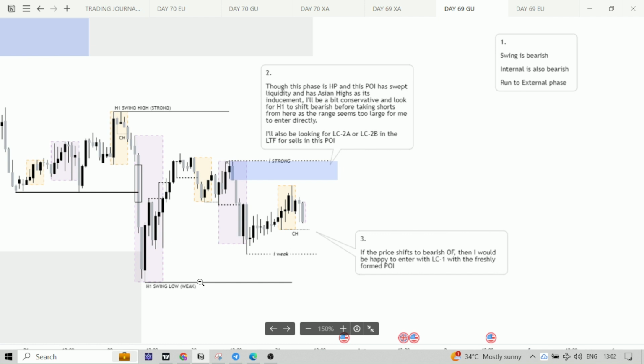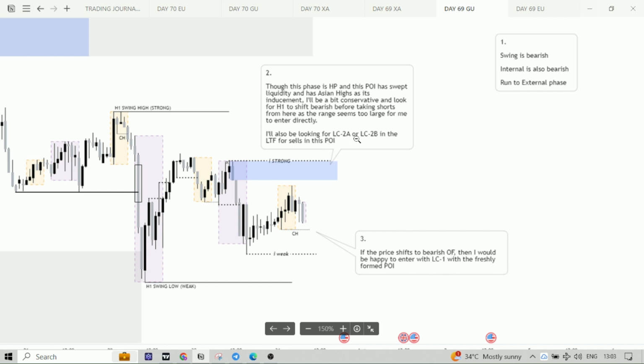So there was that possibility. But since the weak low is in immediate vision, and there is a ton of low resistance liquidity in the Asian highs too, price may not go all the way up to tap into this POI and then come down. Price can just tap into this POI, let this strong high hold, and then come down. Though this has high probability and this POI has swept liquidity and Asian high as its inducement, I'll be a bit conservative and look for an H1 shift bearish before taking shorts from here, as the range seems too large for me to enter directly.